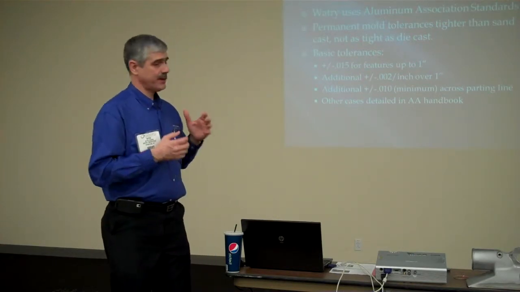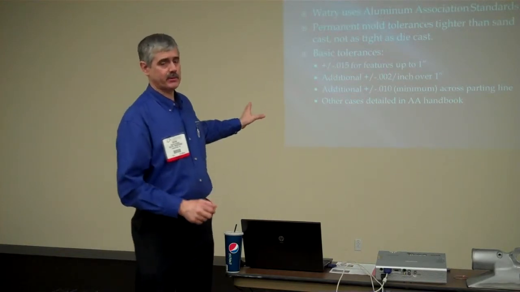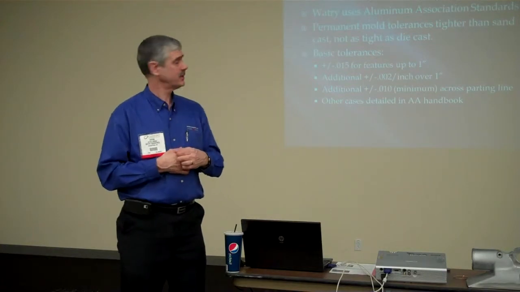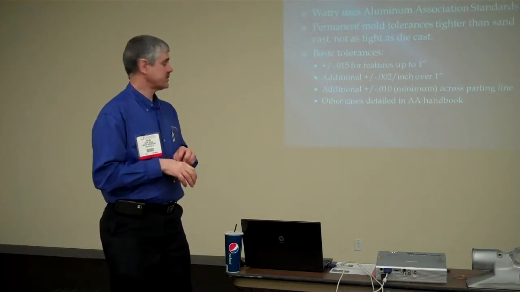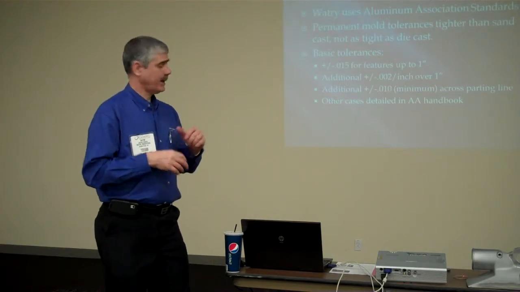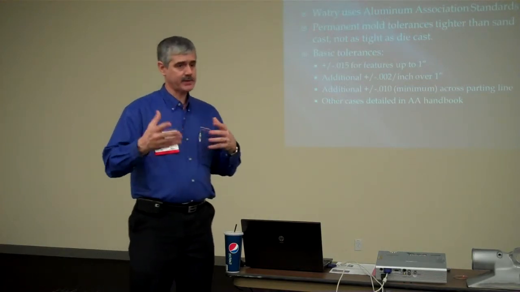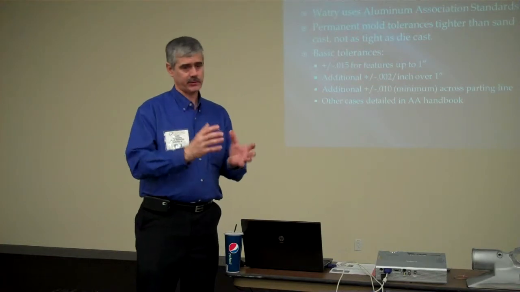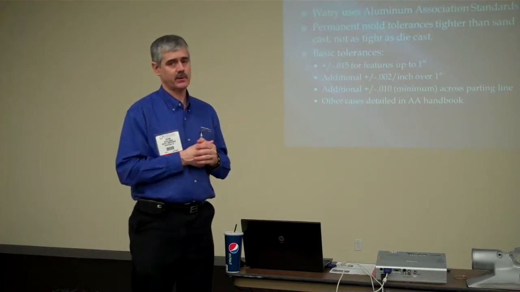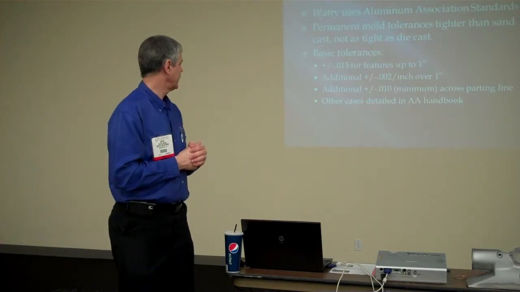To sum it up briefly, and the book goes in way more depth than I'm going to here today, but basic tolerance is about plus or minus 15 thousandths of an inch for features up to an inch. And then you start to gain 2 thou per inch as parts get bigger. And there's a parting line addition, so they're additive. If it's across one parting line, 10. If it's across 2 parting lines, say a sliding core would add another parting line, then it's plus 20 thou in addition to the basic.